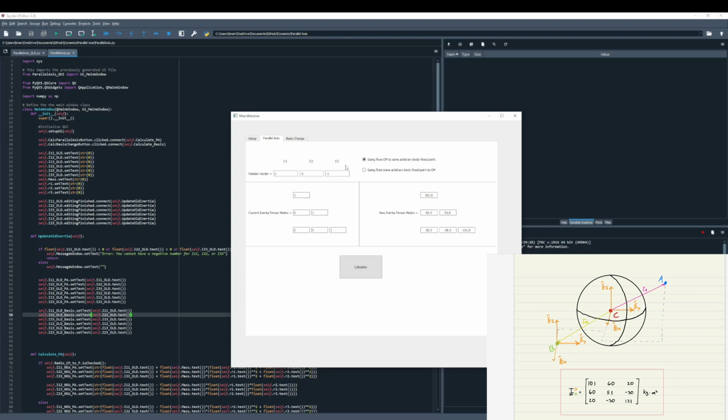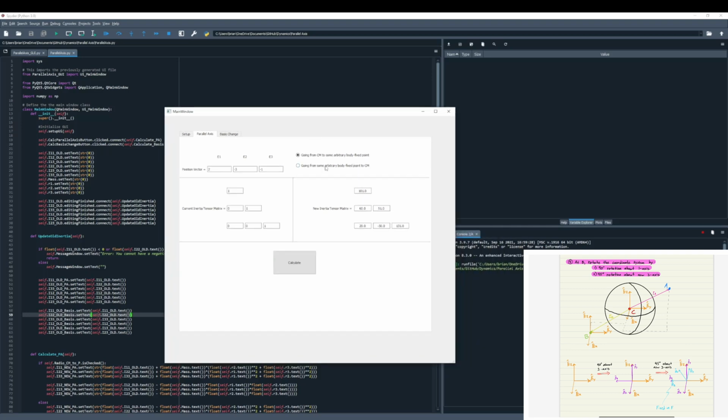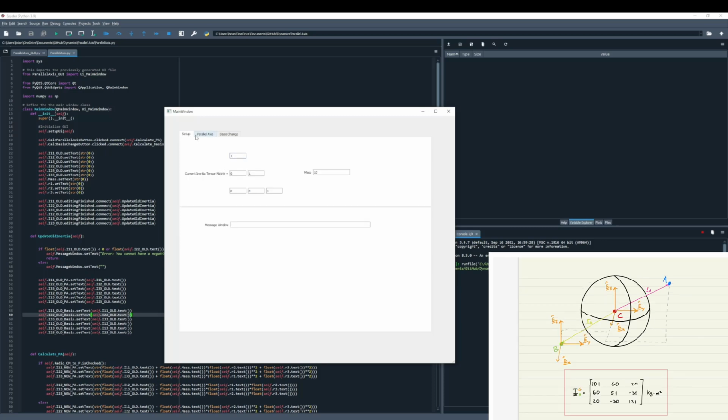And now the last thing we did was a rotation, right? We applied the rotation matrix to represent it in some other basis. So let's go ahead and do that. We go back to the setup tab, and we're going to put in our current matrix. Right now we're at B represented in G. So I'm just going to put in the matrix we're in right now. 101, 51, and 131. And then the off diagonals are -30, 20, and 60. Mass is the same. And then we go over to this basis change tab.